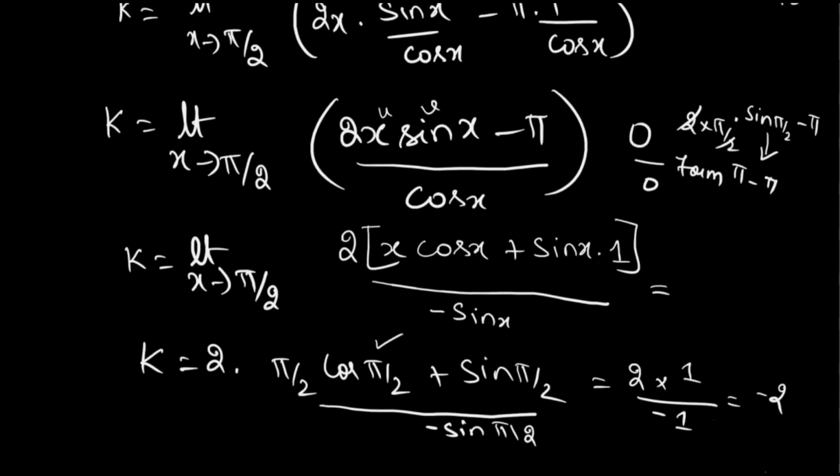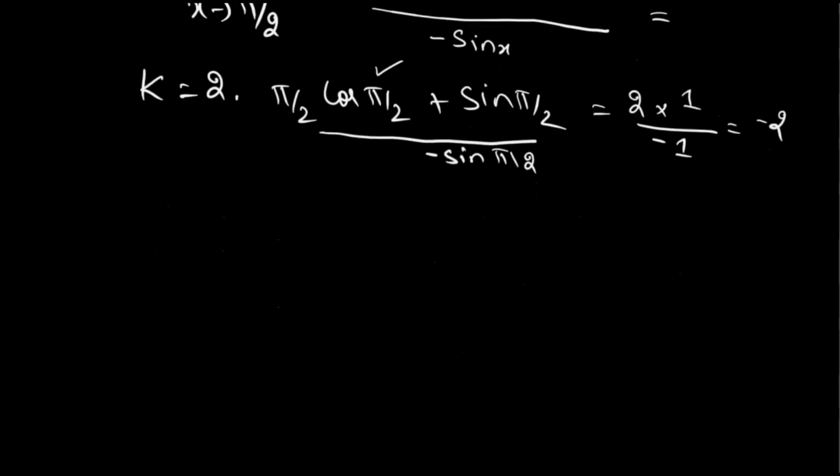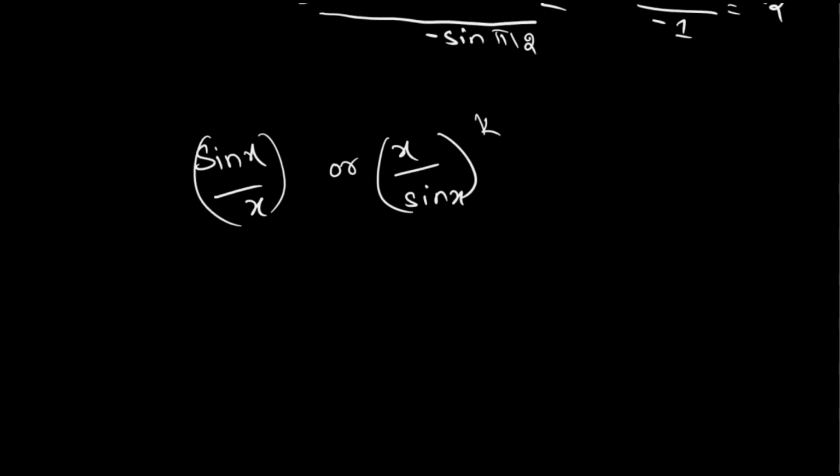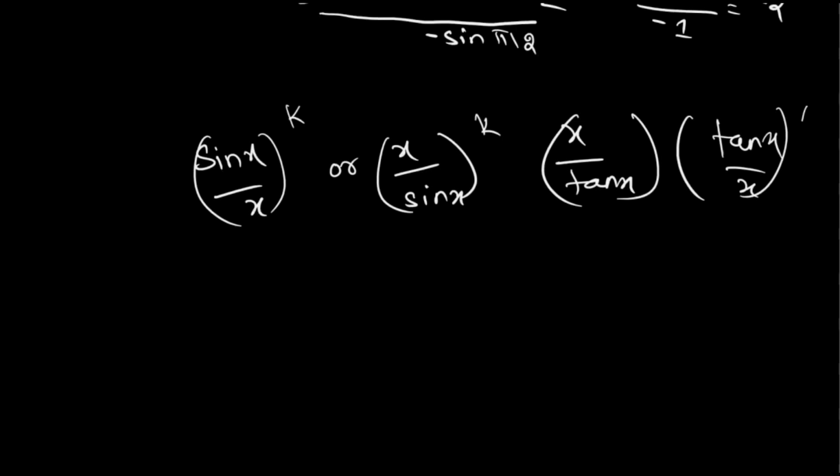Now let us see another type of problem which has the term sin x by x or x by sin x. It can be in power also, this power k. This k can be 1 to any number, or x by tan x or tan x by x. When you have such terms, again I'll write power k, and we can use the formulas. Let me write.